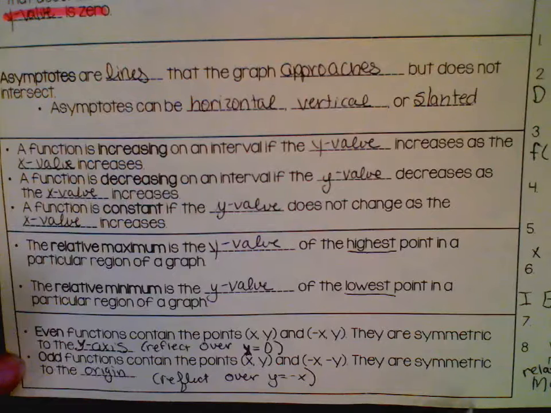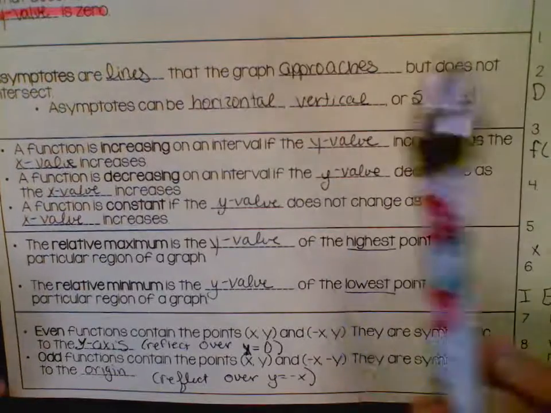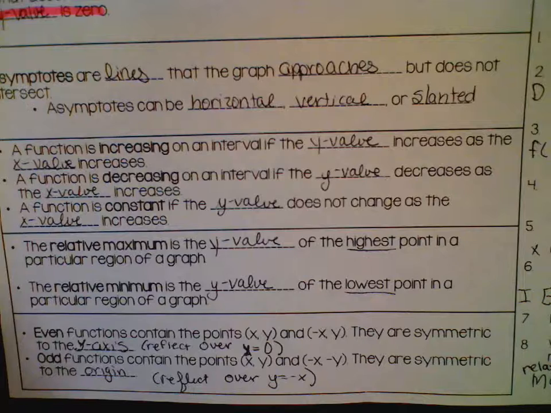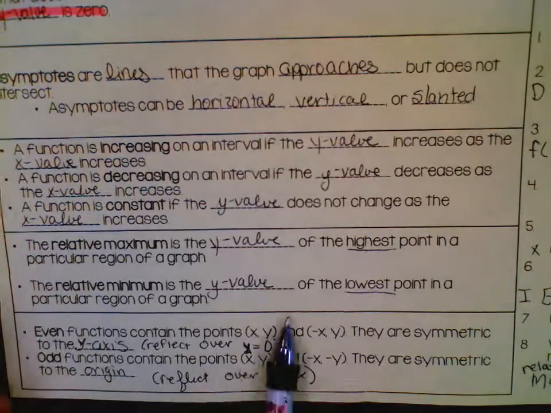Odd functions are symmetric to the origin. So it actually reflects over y equals negative x, so that would be like the slanted line here, which y equals x to the third is an odd function. So sometimes if you just look at the graph, you can tell. But sometimes they'll just give you an equation, and then we can use this idea.